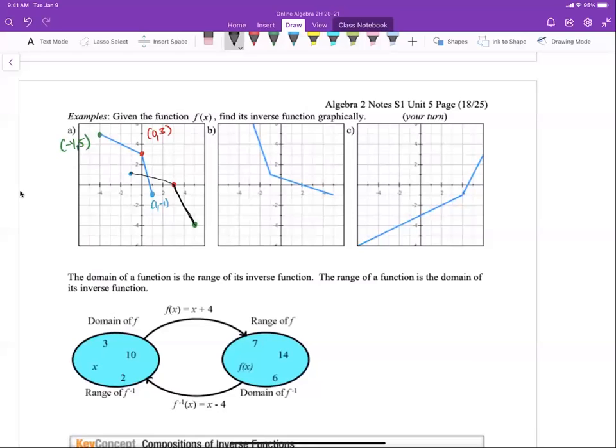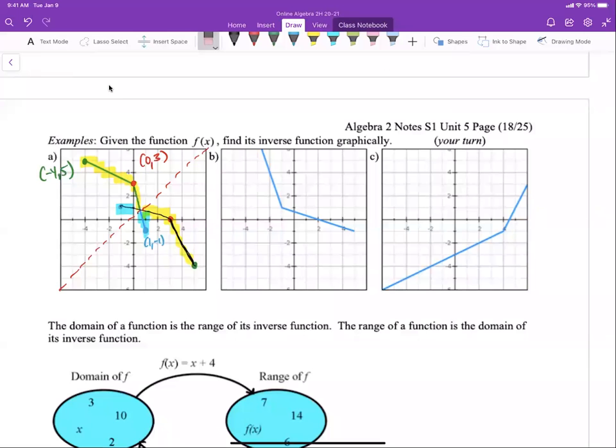Okay, I've done each segment, and notice that it is a reflection across that y equals x line. And so here is that portion of it, here is its reflection, and here is that portion of it, and here is its reflection. All right, let's continue on.